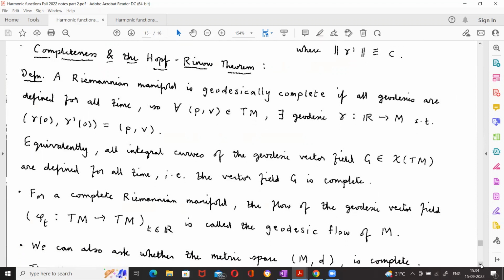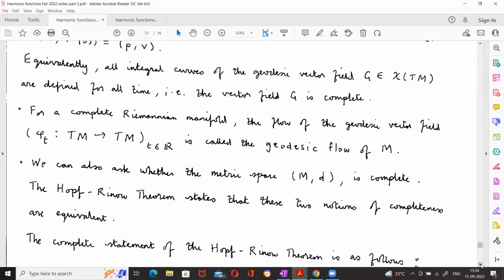Now, we were talking about geodesic completeness, which means that geodesics are defined for all time, or equivalently, the geodesic vector field on the tangent bundle is complete. But we can also ask whether M as a metric space, with the metric induced by the Riemannian metric, is complete. And the Hopf-Rinow theorem states that these two notions of completeness are equivalent.